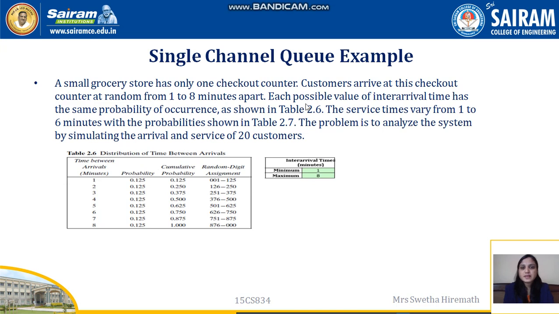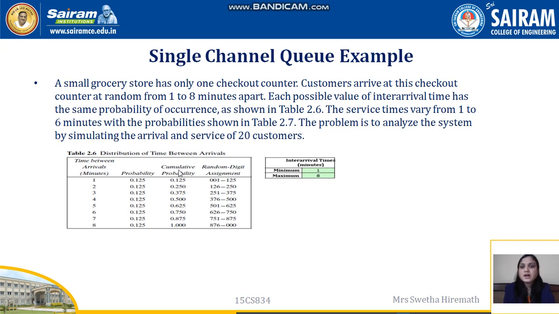Here we have one example for the problem. The problem goes like this: a small grocery store has only one checkout counter. Only one checkout counter means there is only one waiting line and there is only one server. Customers arrive at this checkout counter at random from 1 to 8 minutes apart. Each possible value of inter-arrival time has the same probability of occurrence as shown in table 2.6.